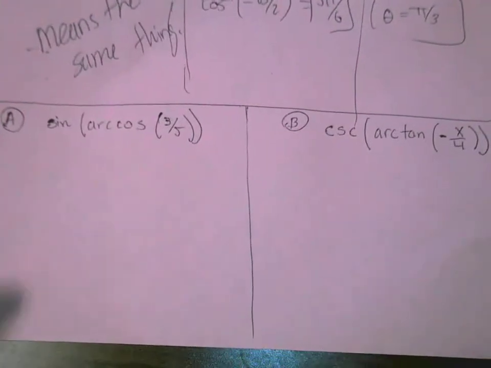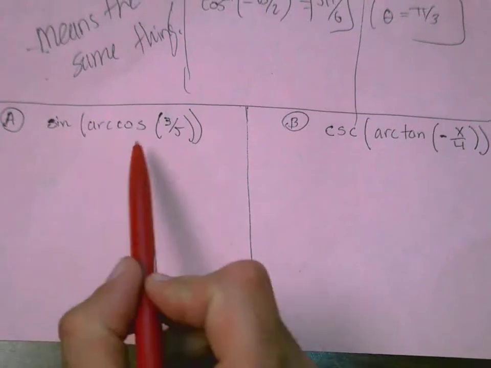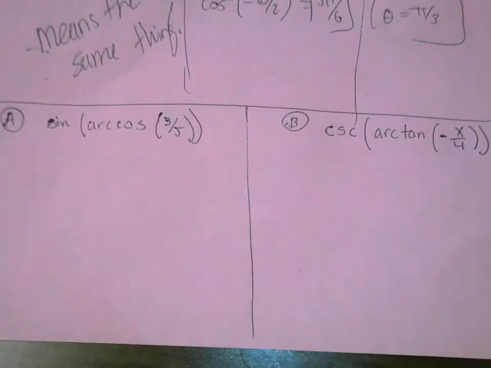All right, here we have it. Sine of arccosine of 3 over 5. Cosecant of arctangent negative x over 4. Use triangles is what we should do. See if you can solve them.